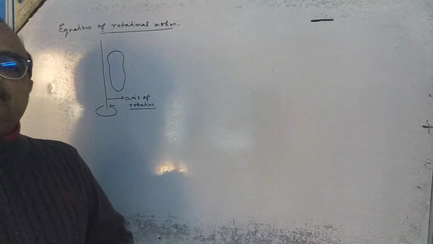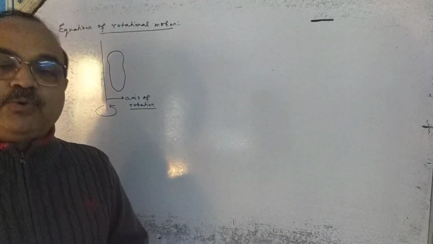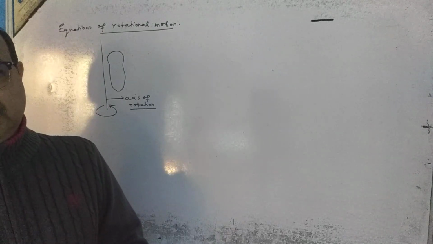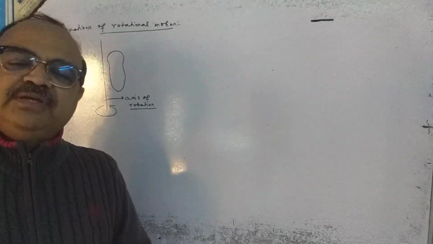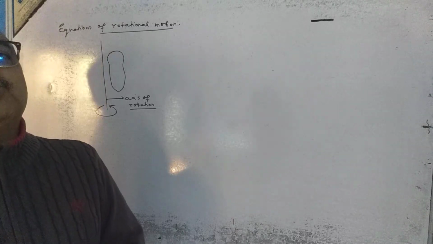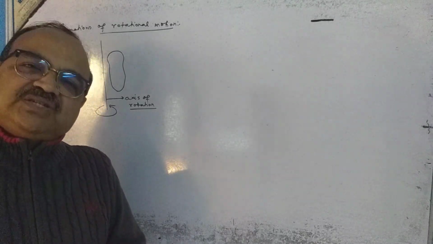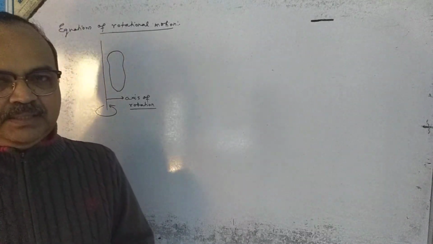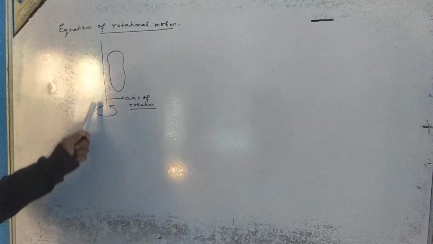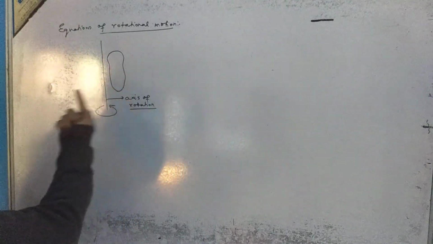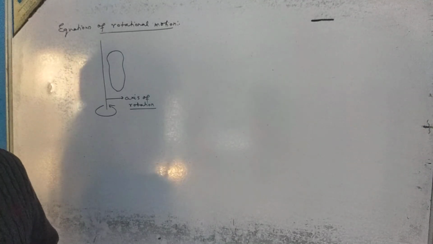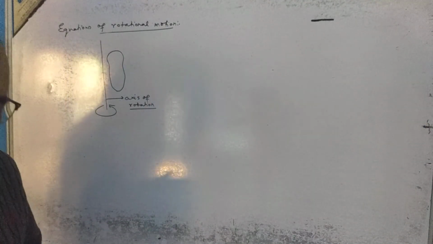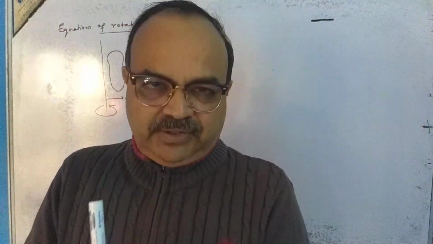As I told you, we are going to discuss equations of rotational motion. When a rigid body is making rotational motion about a fixed axis of rotation, then what are the important equations? As I told you, it is very much similar to the equations of the translatory motion.